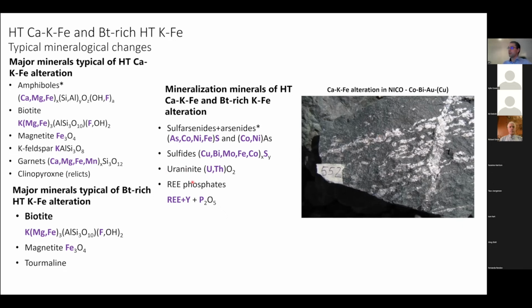Other subsidiary minerals are possible as well. Some uranium can become enriched at this stage, not always, but it could, and rare earths too can become enriched at this stage.